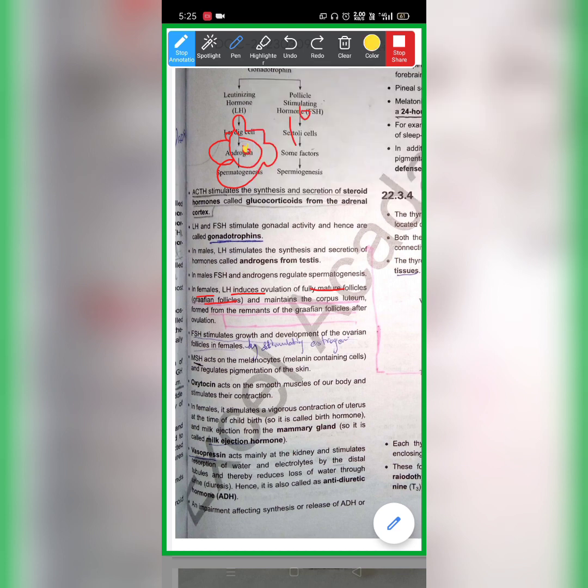What happens for the follicle to grow further? The follicle grows further like this by forming more follicle cells. For this, which hormone is required? It is the follicular stimulating hormone. Inside it there is the ovum, which is nothing but the egg of the female, the female gametophyte.